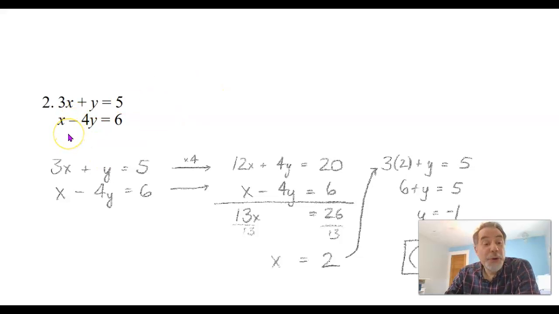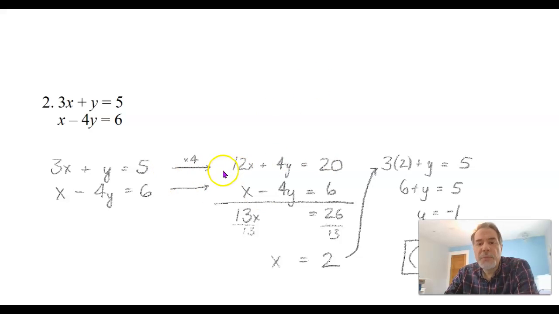There are other approaches you can take. You could multiply the bottom equation by negative 3 to eliminate the x's. You could add 4y to both sides and then substitute in for x, or subtract 3x on both sides of the first equation and substitute in for y. So there's more than one way you can do this. And as long as you do it correctly, you should get the same final answer no matter how you do it.